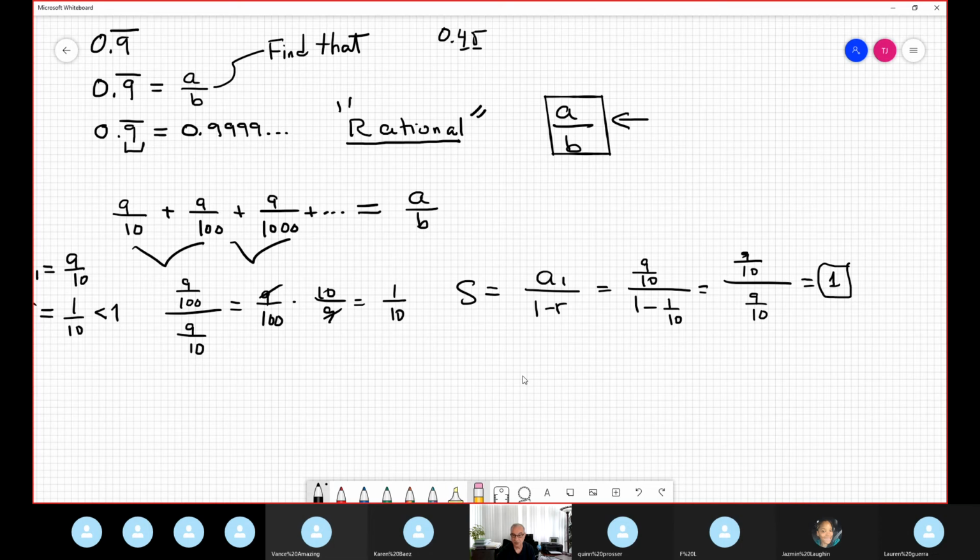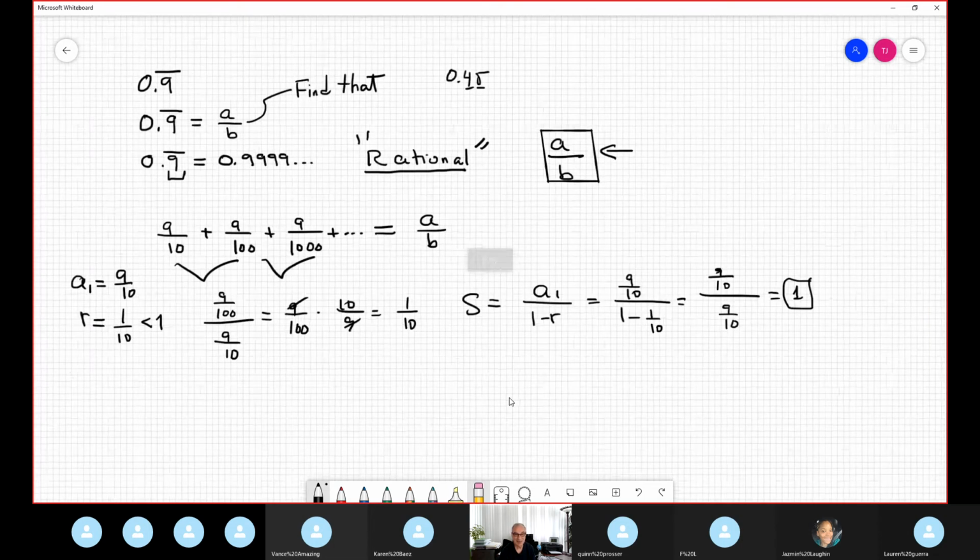Does it make sense, this answer, or not? It makes sense that 0.9 repeated is equal to 1. It's equal, not an approach, no, it's equal. So I guarantee you that this statement is completely true.